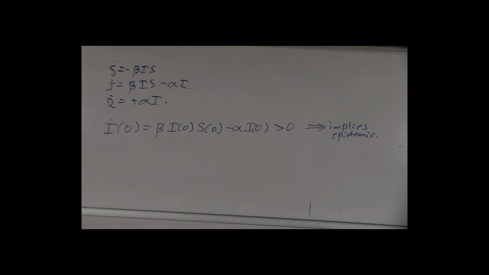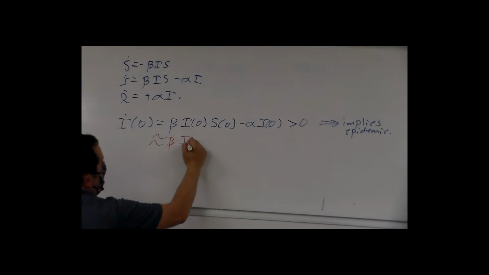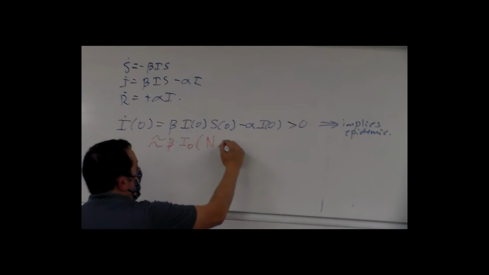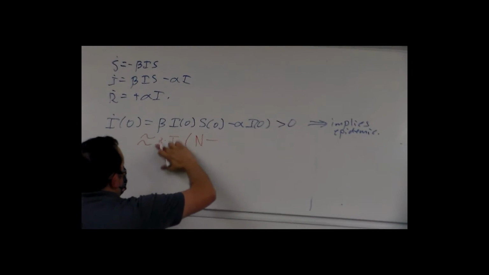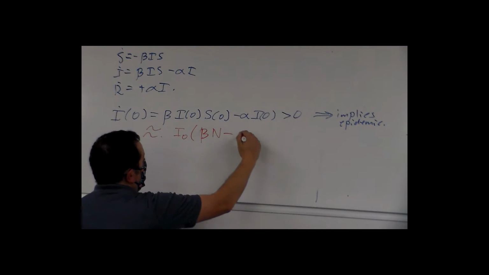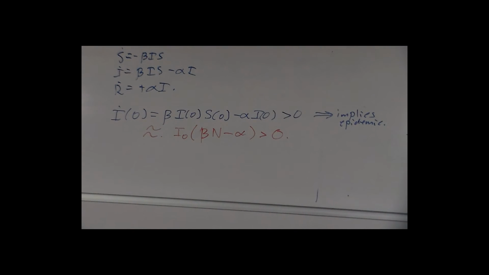So the S naught originally was equal to, so I'm going to approximate this by beta times, I'm going to keep this as I naught times S naught, which is approximately N minus, oops, can't do that. So this is beta N minus alpha. Has to be greater than 0. Is this okay? So what conditions on the constants guarantee that this grows in time?